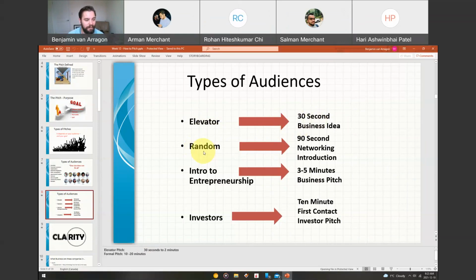If it's a random interaction with someone on the street or in a cafe or something like that, 90 seconds of a networking introduction. That's all you get. Intro to entrepreneurship. So if you're just getting into entrepreneurship and this person wants to help you out because they're also interested in business, like if you went to the Henry Bernick Center at Georgian for entrepreneurship, they have people that are actually there. You do a 3 to 5 minute business pitch, and then if there's actually investors and you've got a meeting set up, and you're going in and you're supposed to be prepared and they're going to be at the boardroom table, then 10 minutes.